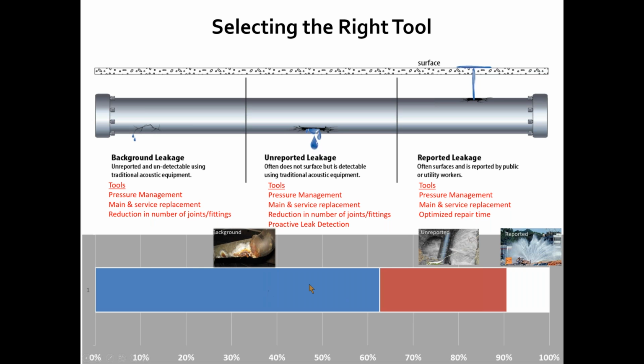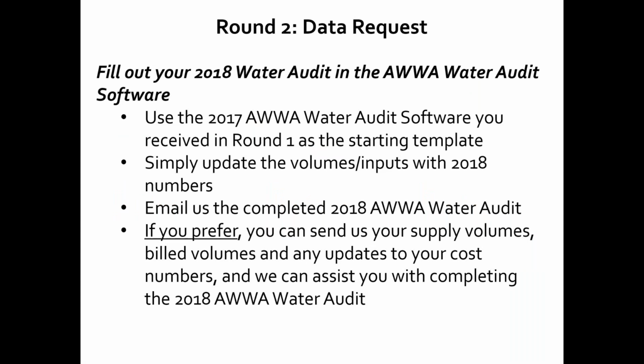If you've got high levels of background leakage, your options are limited, and so making sure we're matching the tool to the problem. That's really the point of this next round of data that we're asking for. It allows us to gain an understanding of what the profile of leakage looks like in your system. Again, when we get that total number coming out of the top-down water audit, a total amount of leakage for the year is not enough to select the right tool to be effective at reducing leakage. So that's where we're at.